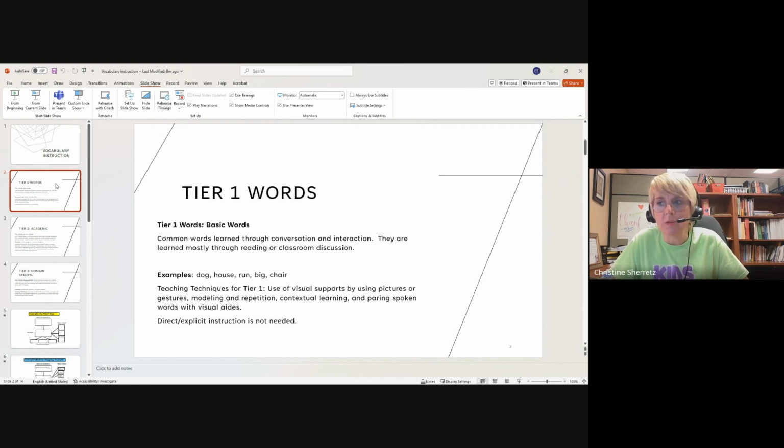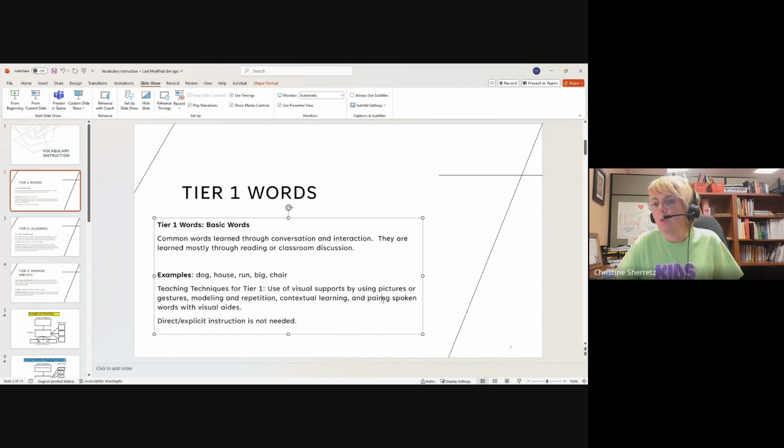Your tier 1 words are your basic words. They're common words learned through conversation and interaction and discussion. That's why that oral language is so important. Examples of tier 1 words might be dog, house, run, big, share. They're all common words. Some techniques that you're going to use are going to be a lot of visual supports, pictures, repetition, gestures, context, pairing spoken words with visual words.